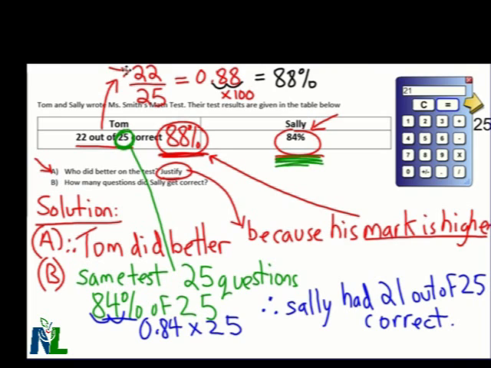There are other ways of doing this. You could use trial and error. You know, for example, that Tom had 88% and he had 22 correct. So maybe you could try 21 out of 25 or 20 out of 25 and keep going until the equivalent fraction matches this percentage.